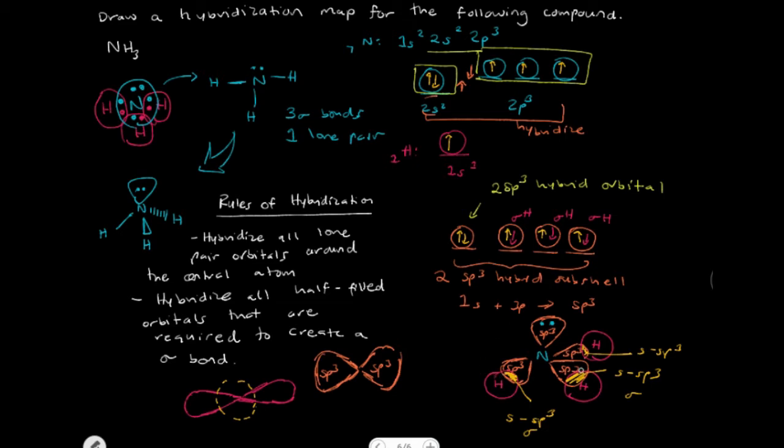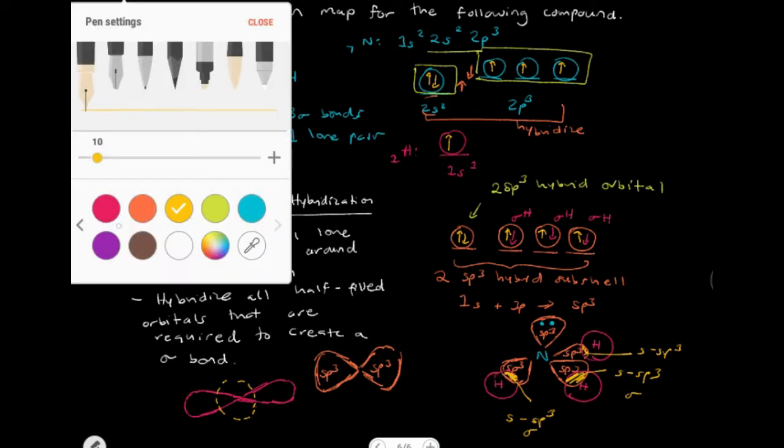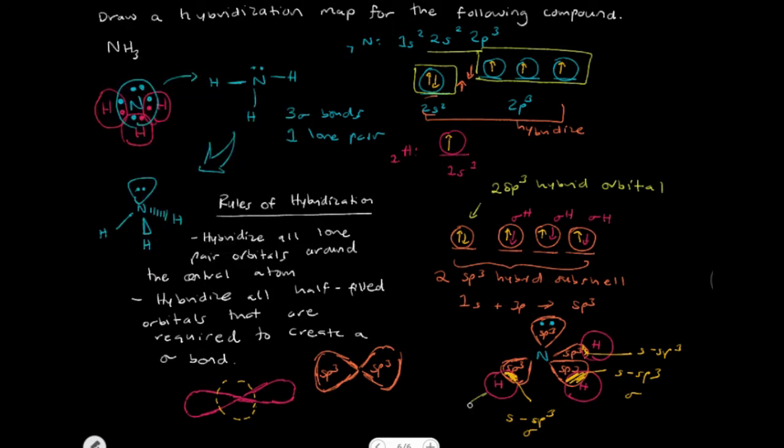And you can notice that I've constructed this using a template that mimics the trigonal pyramidal structure. Okay, so this angle here should be less than 109.5 degrees. It's approximately 107 degrees. And that's the hybridization map for ammonia.